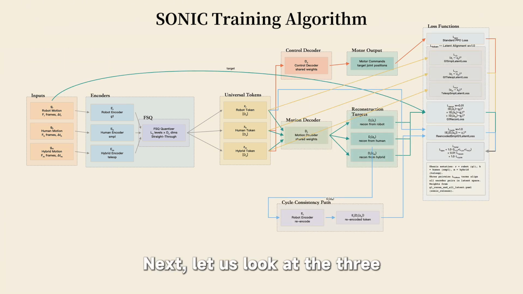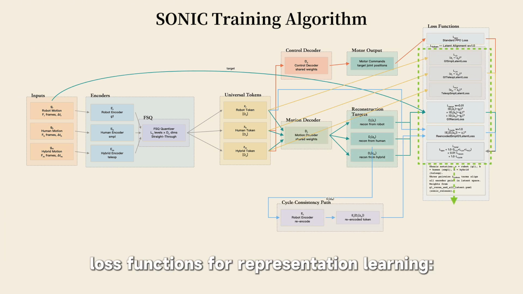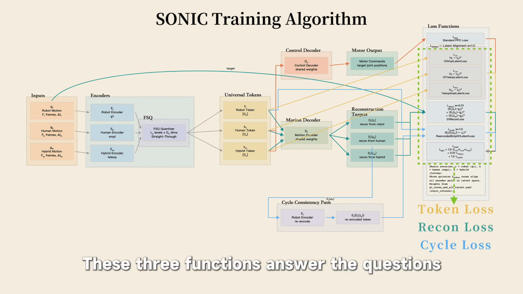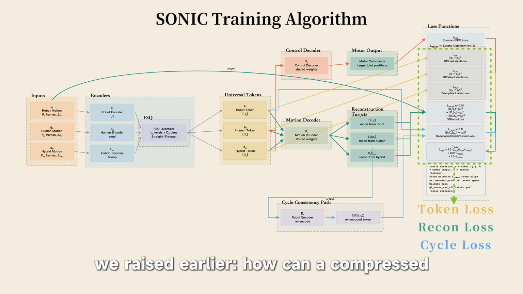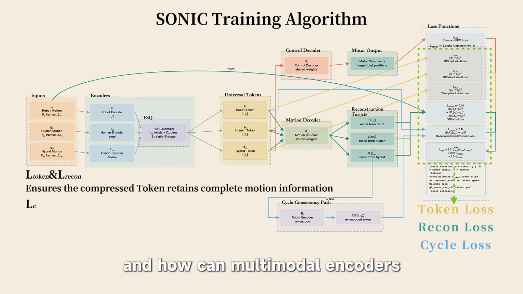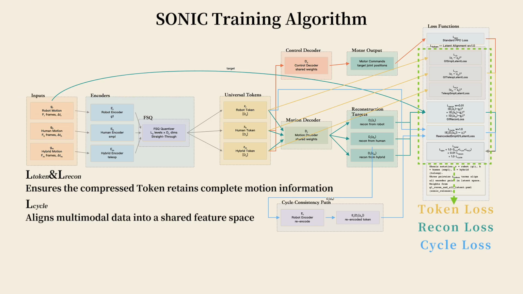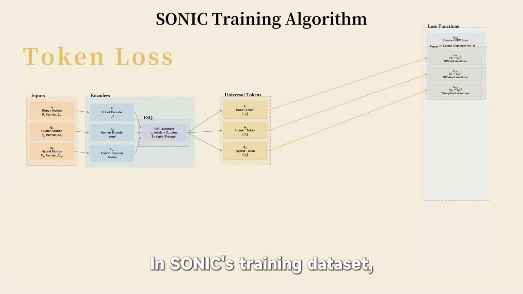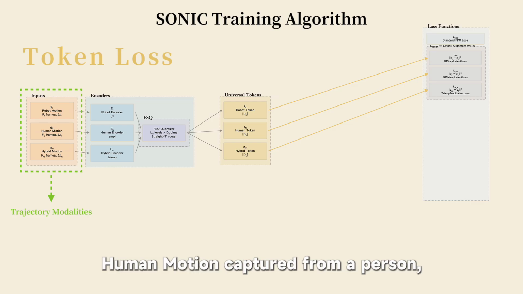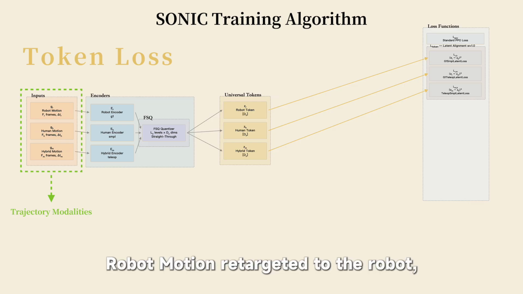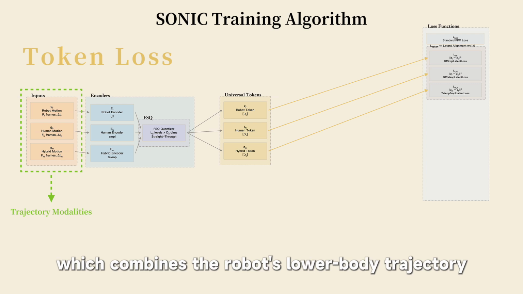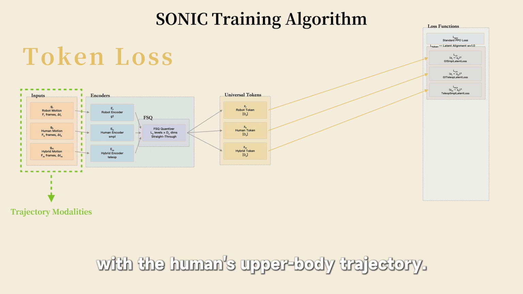Next, let us look at the three loss functions for representation learning: token loss, reconstruction loss, and cycle loss. These three functions answer the questions we raised earlier: how can a compressed token retain complete motion information? And how can multi-modal encoders be aligned in one shared feature space? In SONIC's training dataset, every trajectory has three modal representations: human motion captured from a person, robot motion retargeted to the robot, and hybrid motion, which combines the robot's lower body trajectory with the human's upper body trajectory.